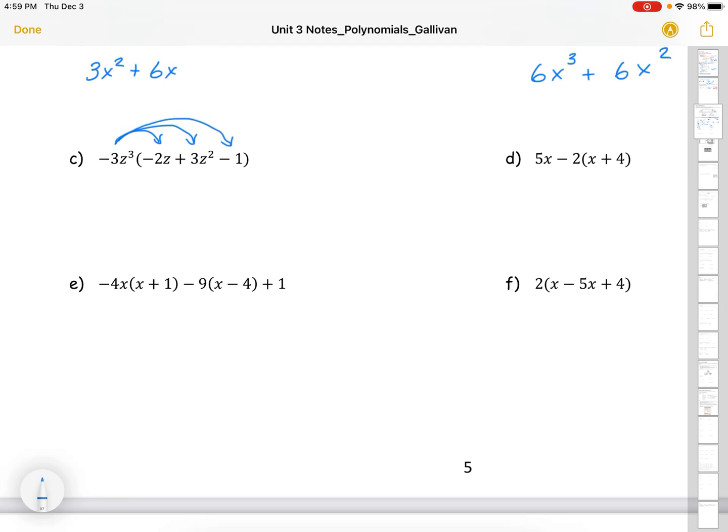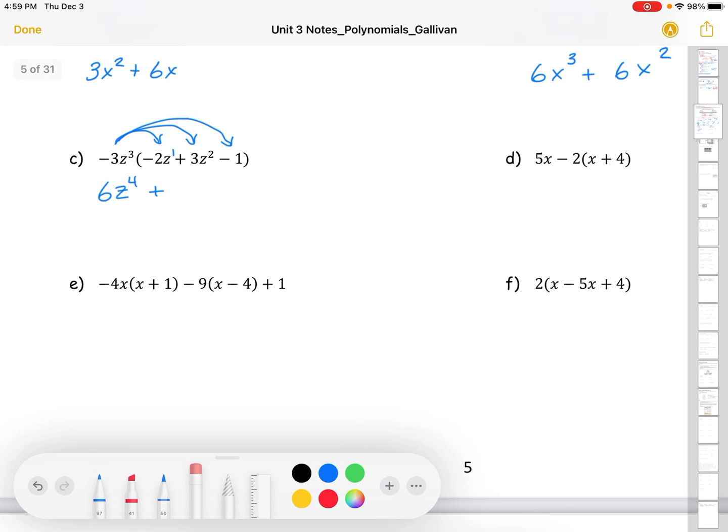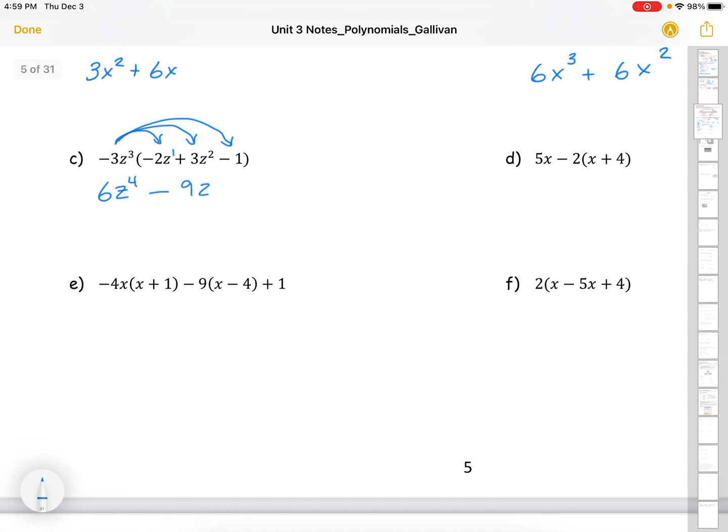So negative 3z cubed times negative 2z is 6z to the 4, because there's an invisible 1 there. And negative 3z cubed times 3z squared, I'm going to change this because it's a negative, right? So minus 9z to the 5. And then negative 3z cubed times negative 1 will be positive 3z cubed, right?